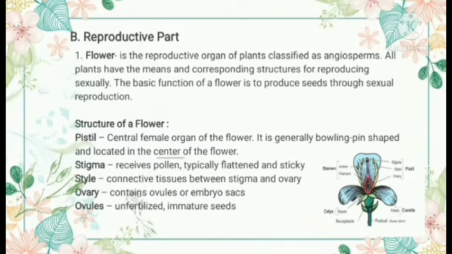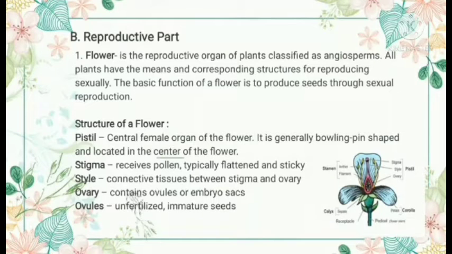Now, let's proceed to the reproductive part. Number one is the flower. It's the reproductive organ of plants classified as angiosperms. All plants have some means of corresponding structure for reproducing sexually. The basic function of the flower is to reproduce seeds through sexual reproduction. The structures of the flower are the pistil, stigma, style, ovary, and ovules.